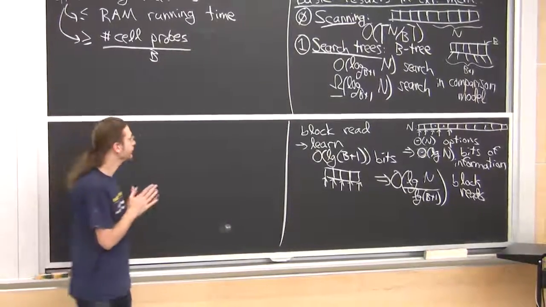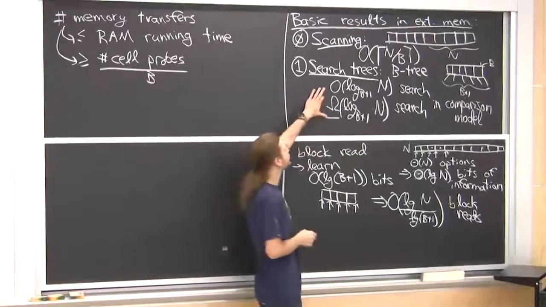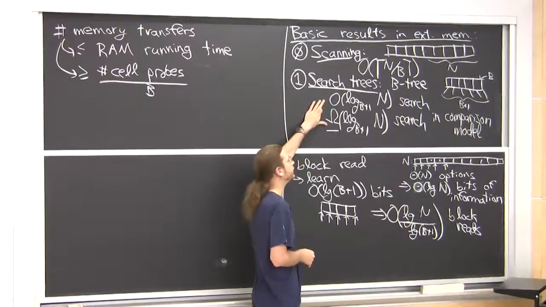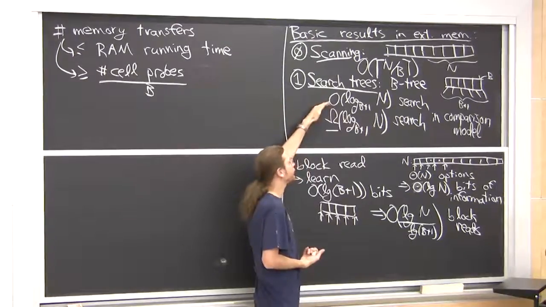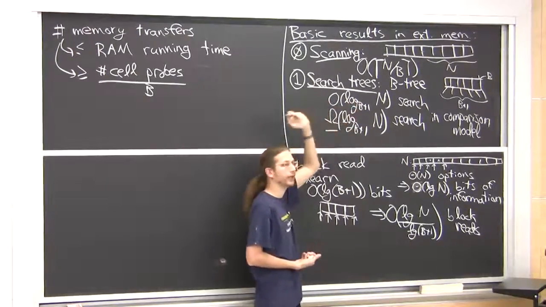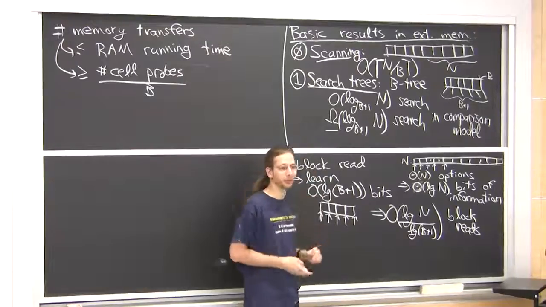Cool. So that's the best thing you can do for search in this model. Now, you might also wonder about insertions and deletions. B-trees support insertions and deletions in log base b plus 1 of n time, but that is not optimal. We can do better.